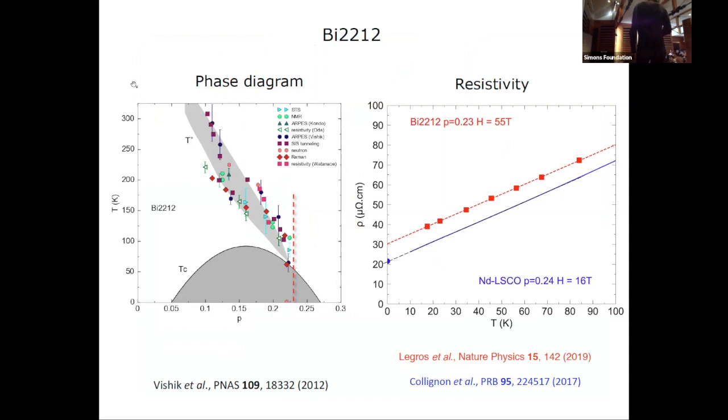and she saw a beautifully linear resistivity in the normal state. And the thing that struck us at the time is that the slope is actually the same as what we saw in NdLSCO. These are very different systems. At comparable doping, they have the same slope. So what is the meaning of that slope, in other words? And that got us to eventually realizing that the slope is controlled by the so-called Planckian limit.